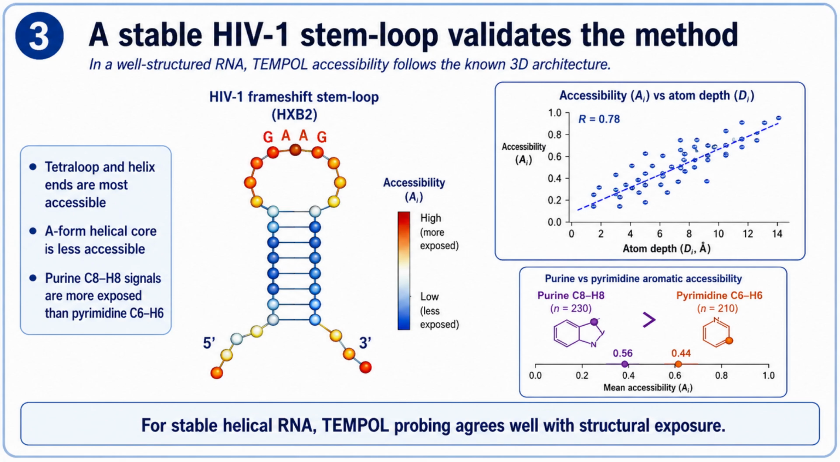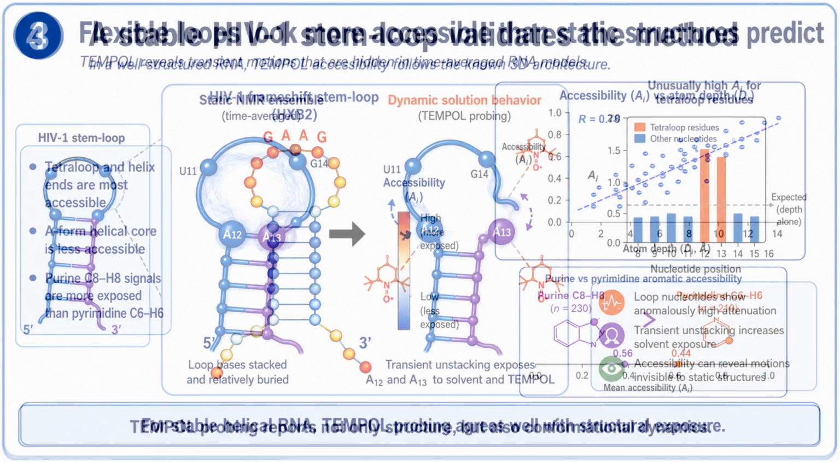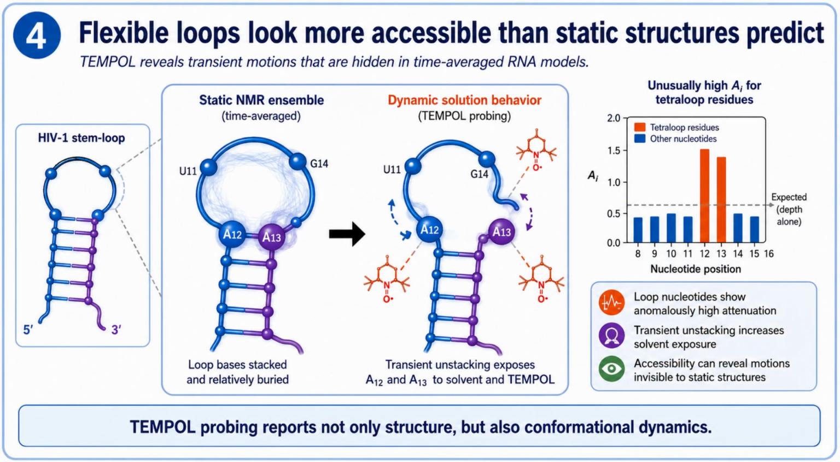But the most interesting result comes from the loop. Some tetraloop nucleotides show unusually high attenuation, even though they appear stacked and relatively buried in the NMR structure. This means TEMPOL is not just reading the static model, it is detecting transient loop motions, likely base and stacking events that expose nucleotides to solvent.